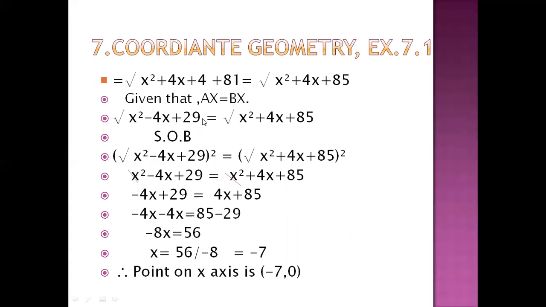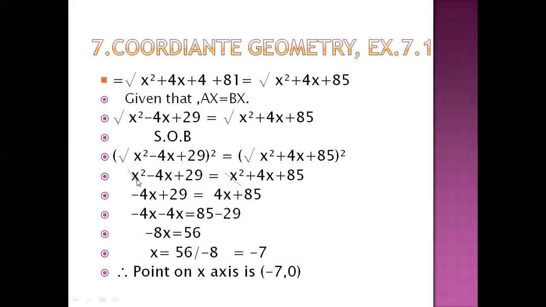Already it is given in the question that the distance from A to x is equal to the distance from B to x. We have to equate both the distances. It means root over x square minus 4x plus 29 is equal to root over x square plus 4x plus 85. Now squaring on both sides to remove the root, the root and the square will be removed. Then we get x square minus 4x plus 29 is equal to x square plus 4x plus 85.